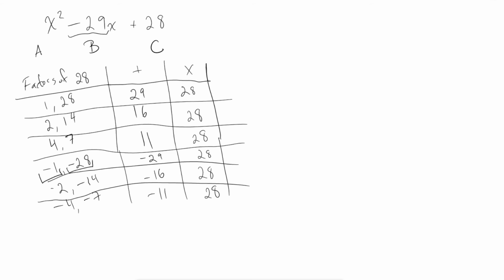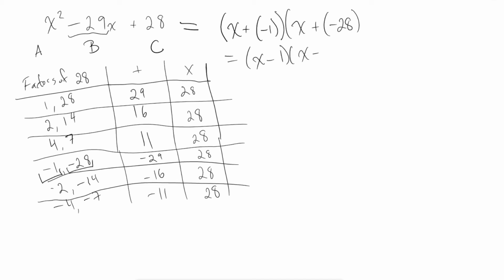So that tells us that this is the same as x plus our f, which is negative 1, multiplied by x plus our g, which is negative 28. Which I can then simplify. I can bring out this negative sign. This is equal to x minus 1, x minus 28, which is my final answer.